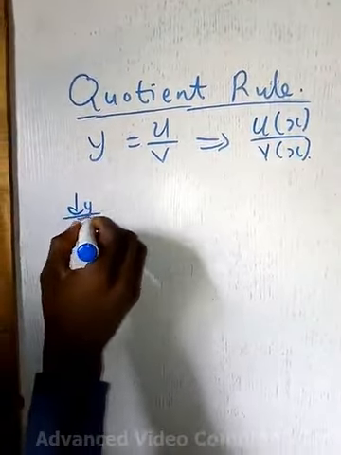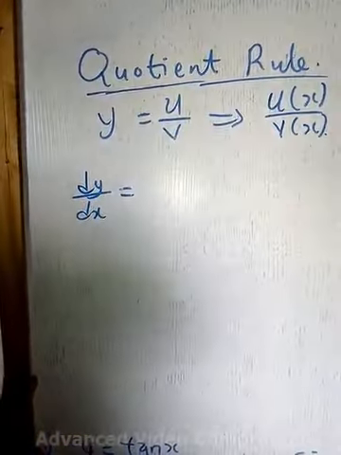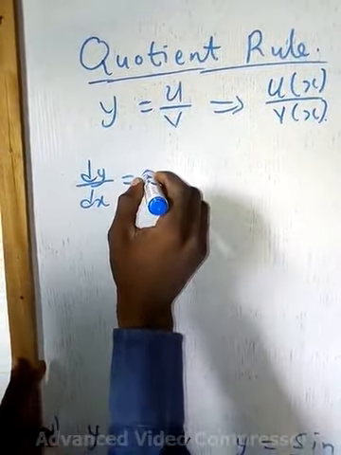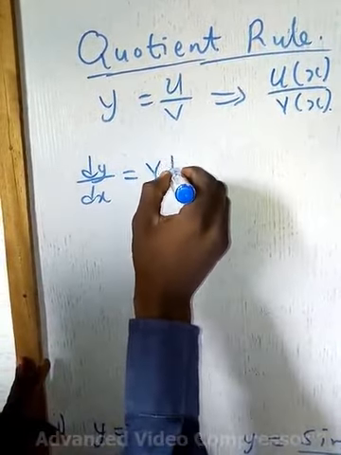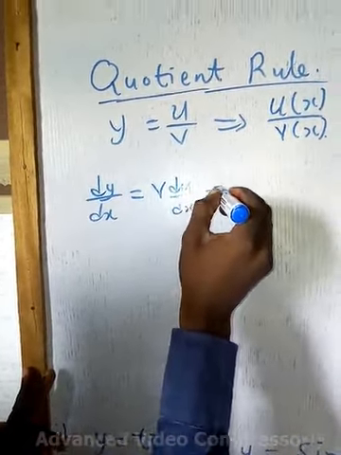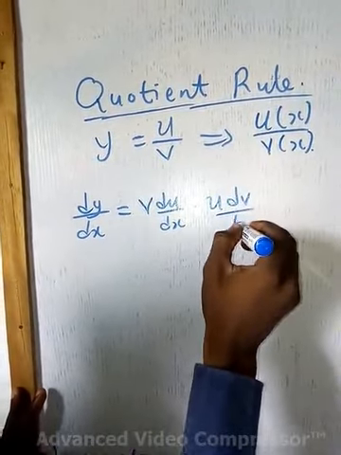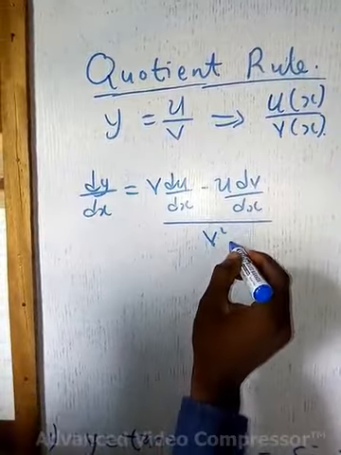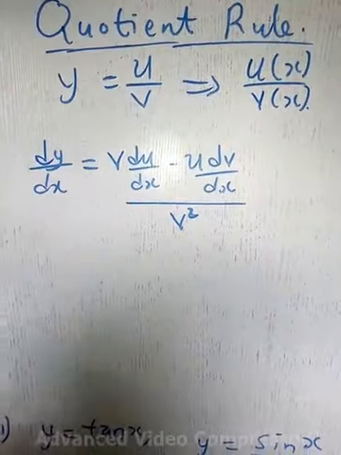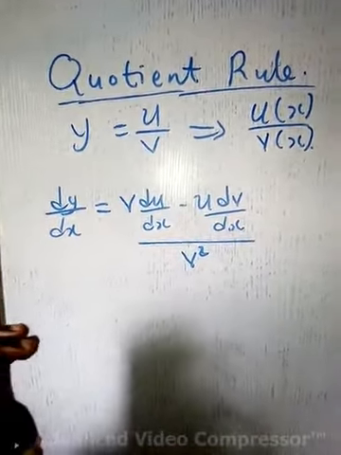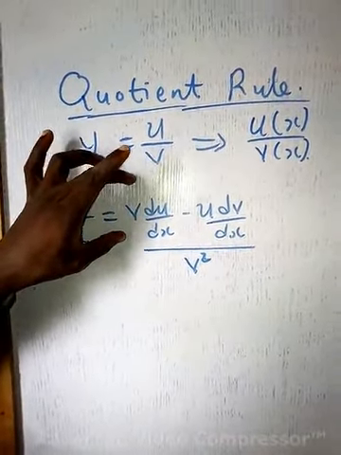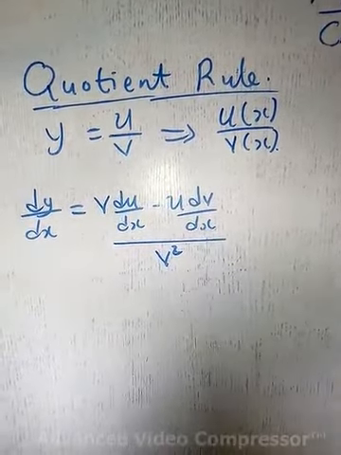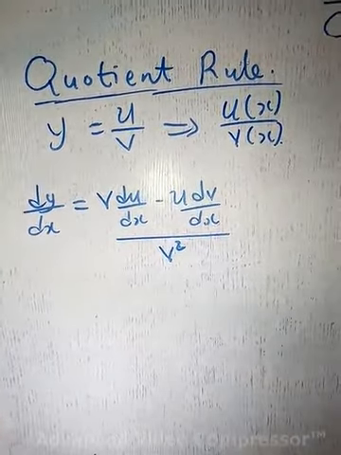Our dy/dx, when you go through the derivation, is going to be v du/dx minus u dv/dx, all over what? All over v squared. This is what we know as the quotient rule. v comes first: v du/dx minus u dv/dx all over v squared. So let's apply that in some of the questions we have here.